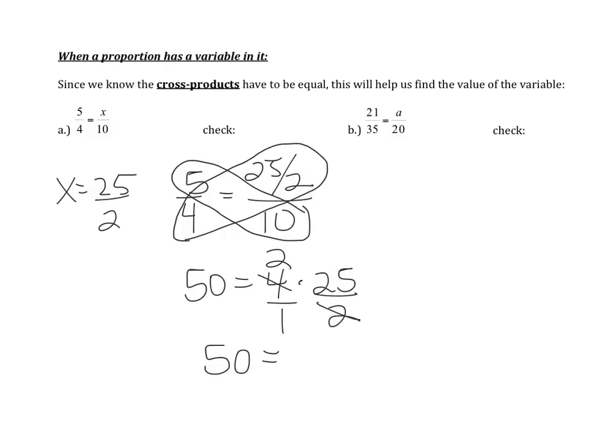So you could get a check that says 50 equals 50 if you decide to do your check by cross multiplying, because it's a proportion, right? Two fractions, if they are equal, their cross products will also be equal. I will accept either check.